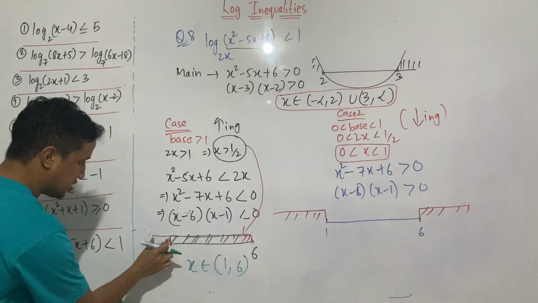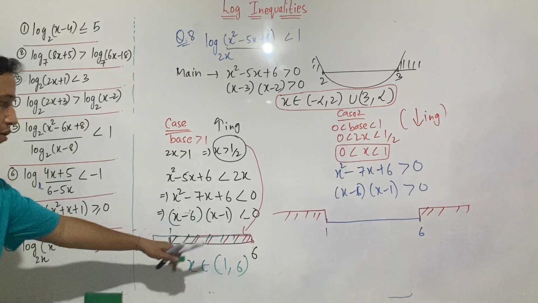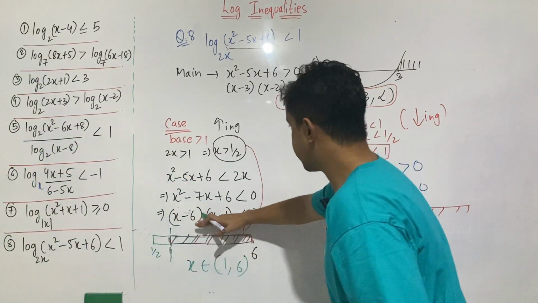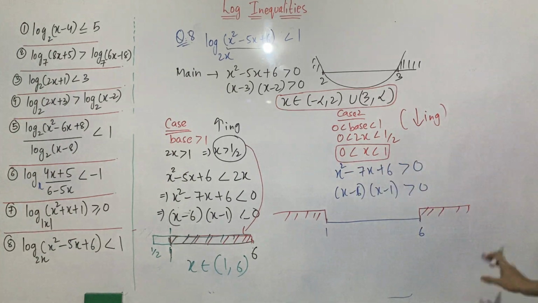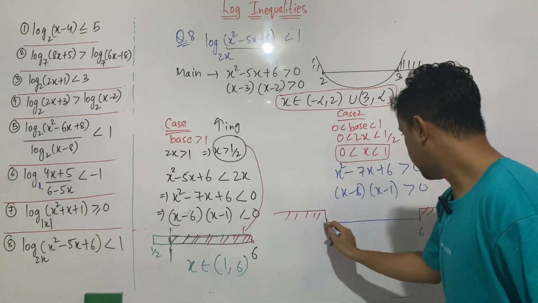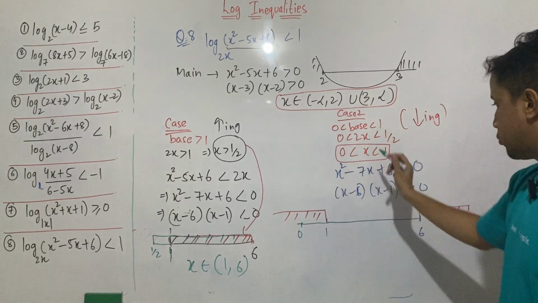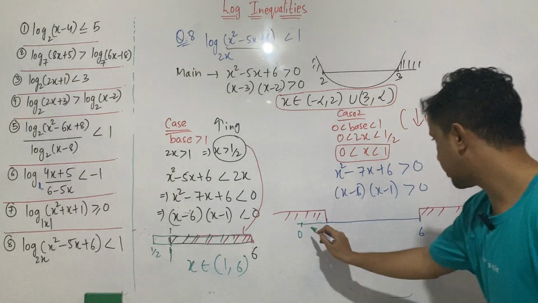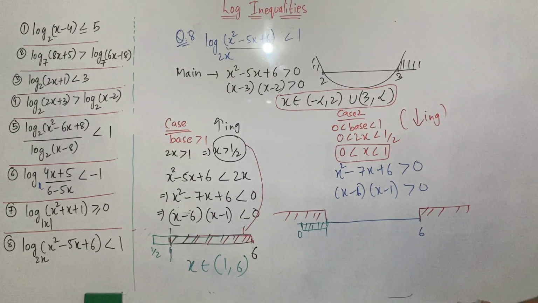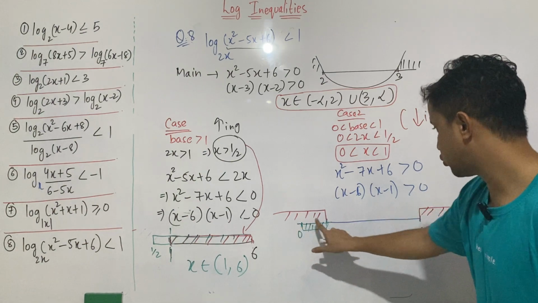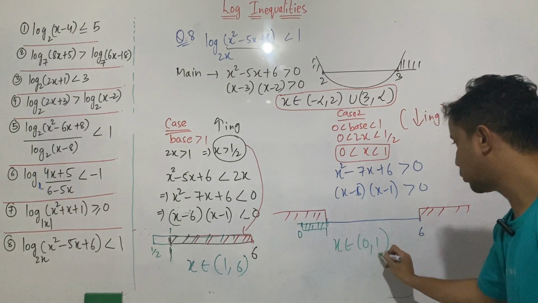Okay, because this is going to be the common region for this thing and this thing. So same here. Now here x is between 0 and 1. So where is 0? 0 is here. 0 and 1 means this one. So what's going to be the common region? This one, 0 to 1. So from here, x belongs to 0 to 1.